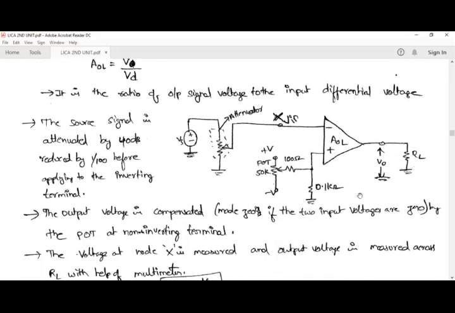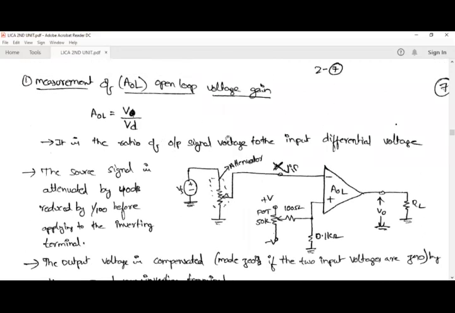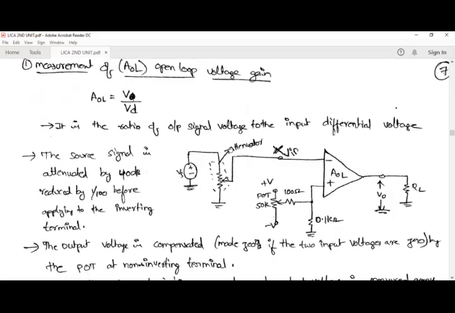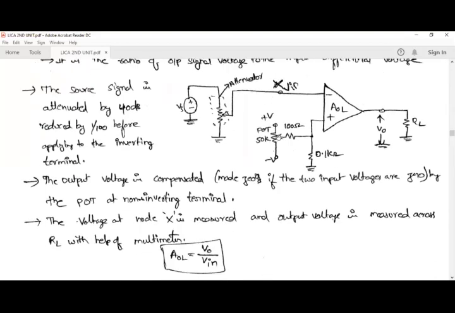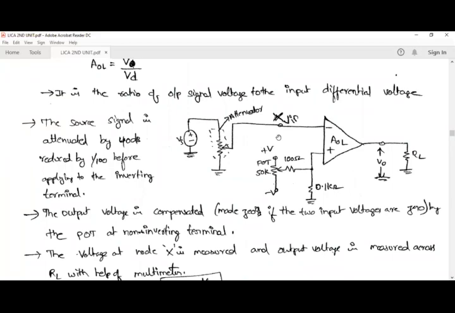So this is the circuit we are going to consider to measure the open loop voltage gain. How are we going to measure it? First we are going to measure the output voltage and then the input voltage. Here we consider the input voltage Vin at this terminal. So Vo by Vin will give the open loop voltage gain.